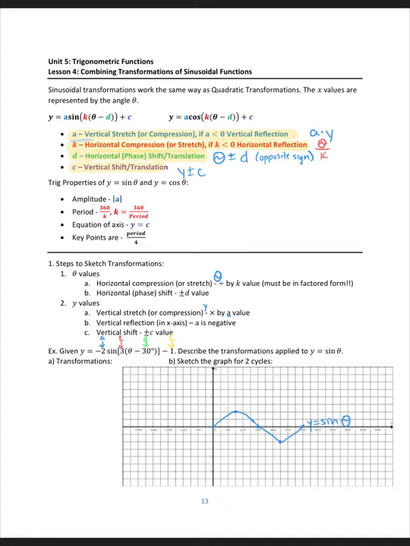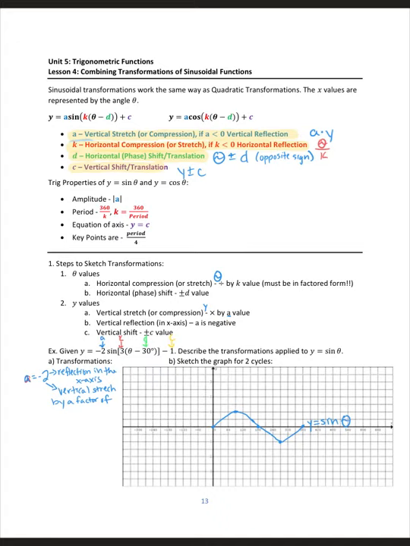So first, our a value is a -2. So what does that really mean? That means if it's negative, we're going to have a reflection in the x-axis, and we're going to vertically stretch the graph. So vertical stretch by a factor of 2. Okay, so that's what our a value is going to do.